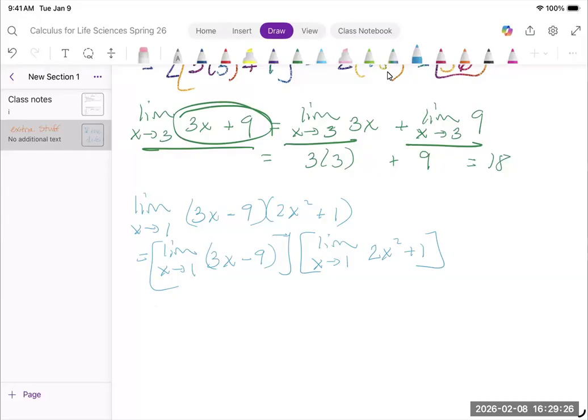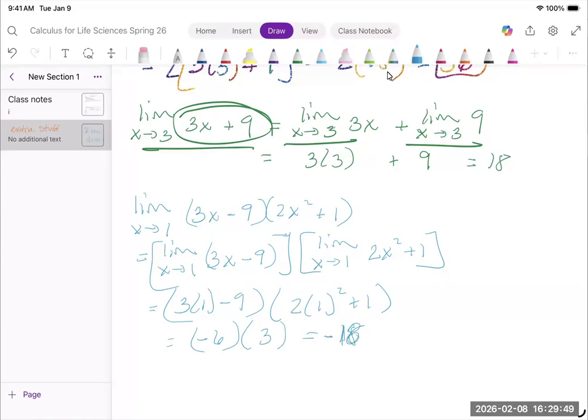So then we could just take the limits independently. It's 3 times 1 minus 9, and then 2 times 1 squared plus 1. 3 times 1 is 3, minus 9 is -6. 2 times 1 squared is 2, plus 1 is 3. So then we end up with -18.